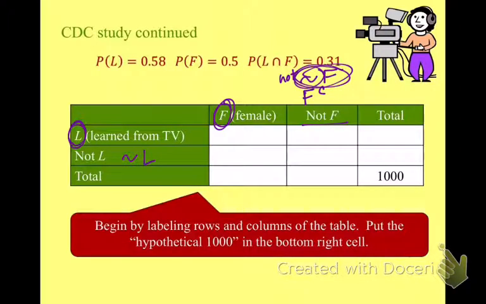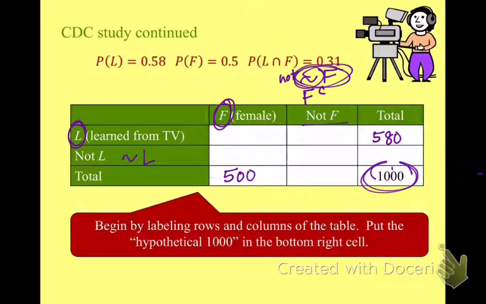So then I'm going to fill in what I know. I know that 58% learned from TV. So I always put 1000 in my bottom right cell. These are the totals of each column and row, out of 1000. And the reason why we use 1000 is because it goes out 3 decimal places whenever you end up solving it. So I'm going to go to the total of learned from TV. I'm going to put 580 in this row right here because that's how many people learned from TV. Then I have total females. That's going to be 500.